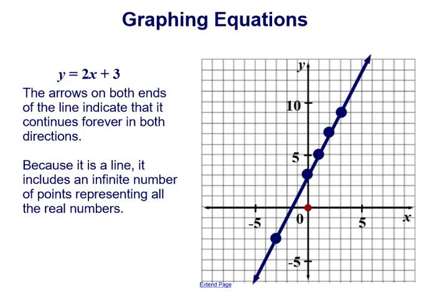So this is what our line looks like. This is the line that is representing the solutions to the equation y equals 2x plus 3. The arrows on both ends of the line indicate that it continues forever in both directions. So those are important as well. It's not a line segment. It doesn't end there. You have to show your arrowheads to show it continues on and on. And because it is a line, it includes an infinite number of points representing all the real numbers that are possible for the line.